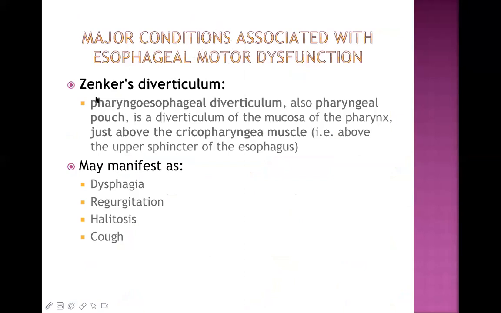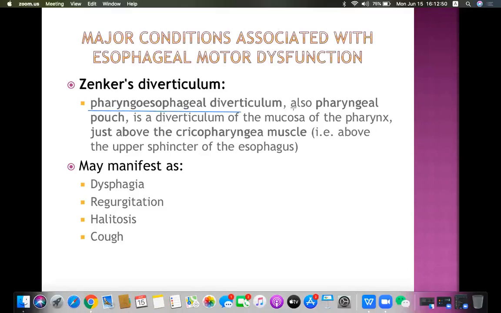Now, see here, there is one condition known as Zenker's diverticulum, which is asked slightly more often than the others. So, let me highlight this. This is pharyngoesophageal diverticulum. See here. It is present at the upper part of the esophagus. Sometimes it involves part of the pharynx as well. That is the meaning. It is also known as pharyngeal pouch. It is a diverticulum of the mucosa of the pharynx, just above the cricopharyngeus muscle.